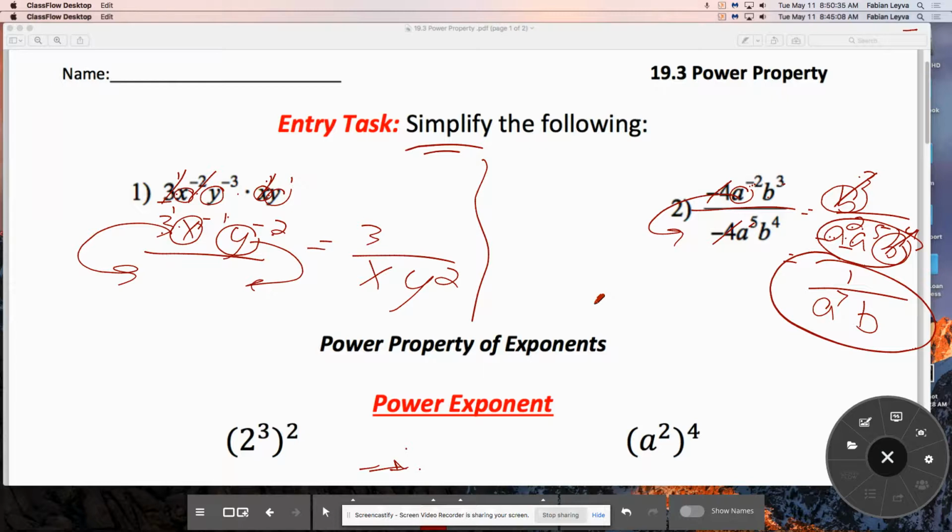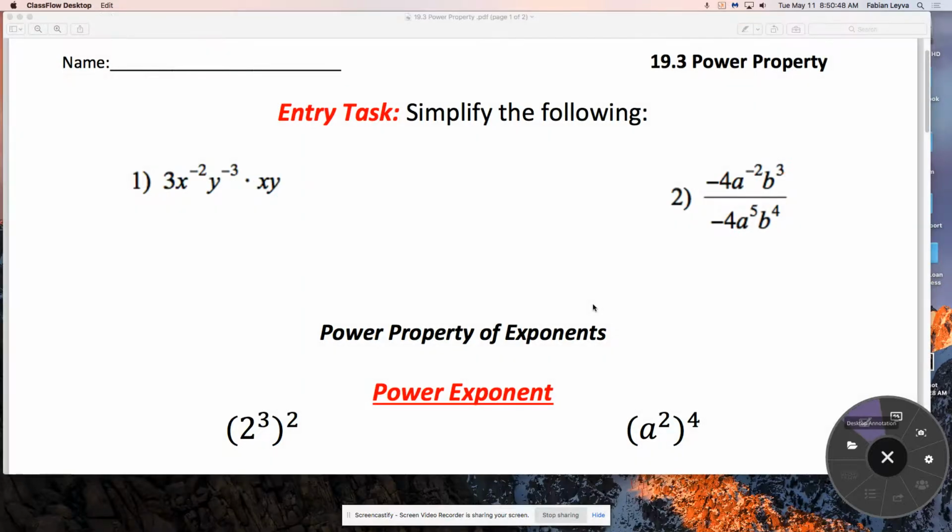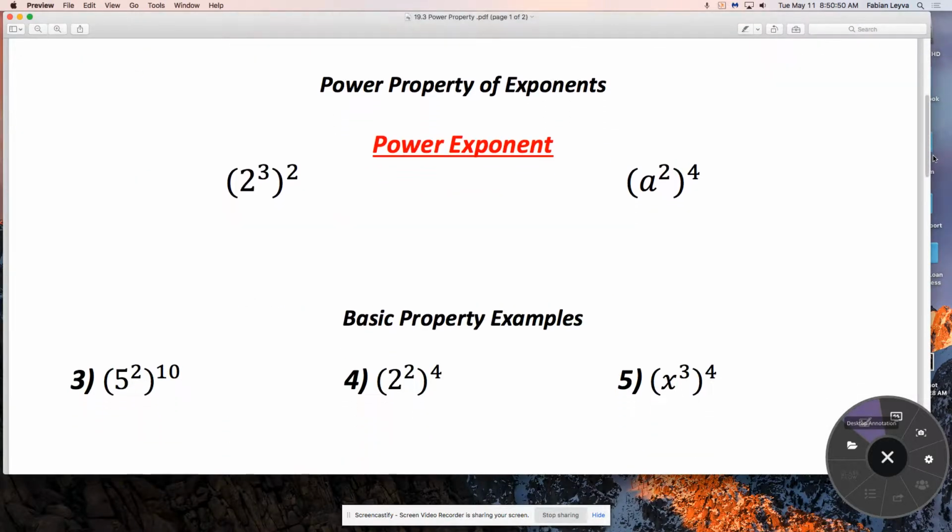The biggest thing that I want to highlight again is that if you're multiplying, go ahead and do the product property, add their exponents. But when you're dividing, aka the quotient, make sure you deal with the negatives before, so that way there's a little less confusion. All right, so let's add one more property, which is the power property.